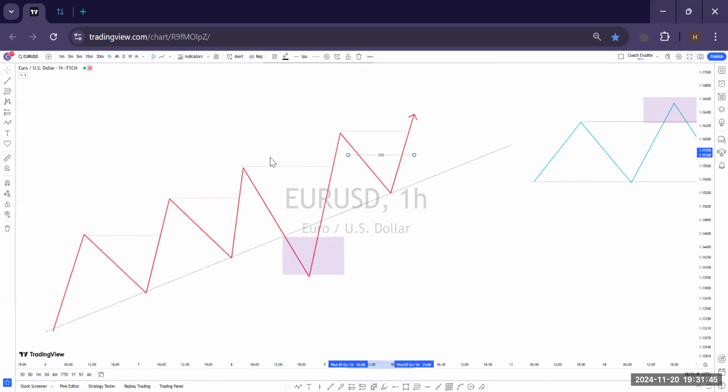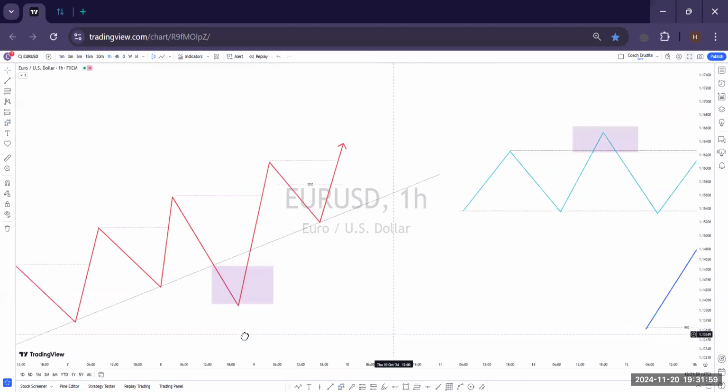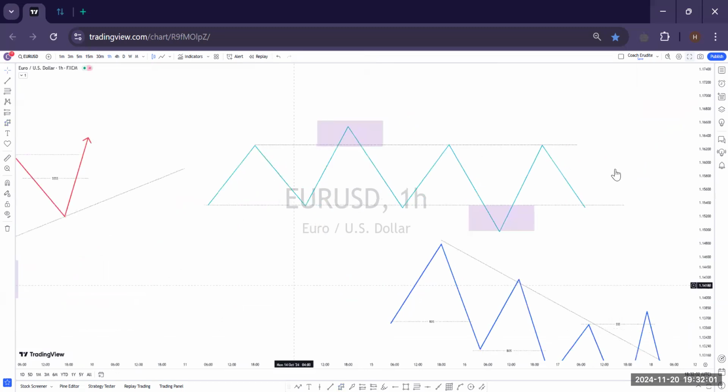But in a scenario when price breaks this, just like this, and never continues upside to break another structure, we see it as a change of character. That is, price has changed direction. So let's come to the ranging market. Now we have the high and low, the resistance and the support.